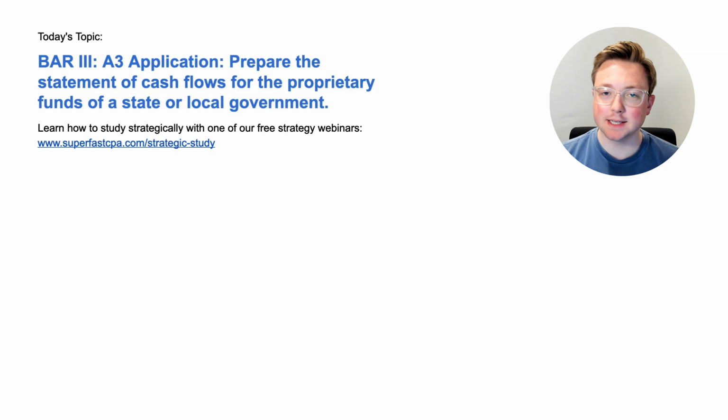I'm Logan, and in today's video, we're going to be going over bar area 3. This is section A3. This is an application topic. Prepare the statement of cash flows for the proprietary funds of a state or local government. And we're going to be doing that the SuperfastCPA way, which is diving straight into the questions to learn the material.